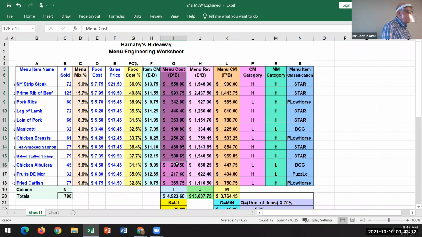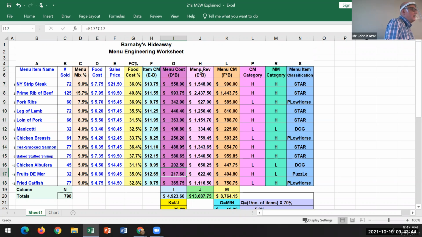So first thing we're going to look at is our menu cost, which is column B, how many of each dish that we sold, times column D, which is not the food cost percent, it's the dollar food cost. So for our whole menu, we get a total at the bottom of just under $5,000 in food costs.